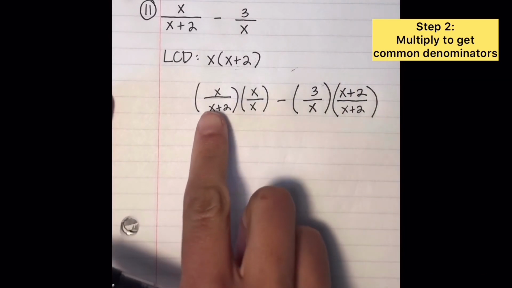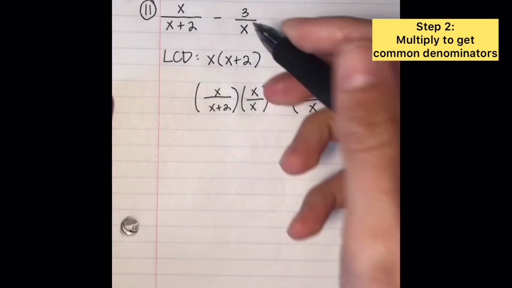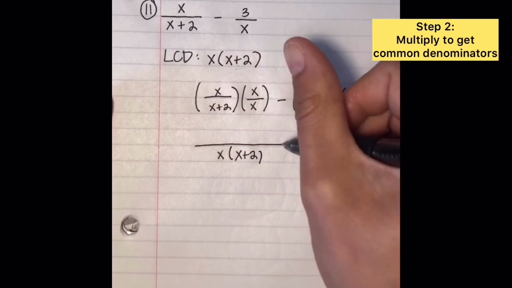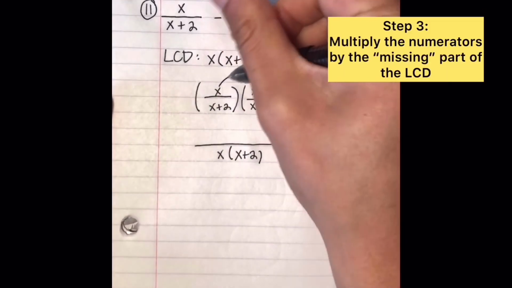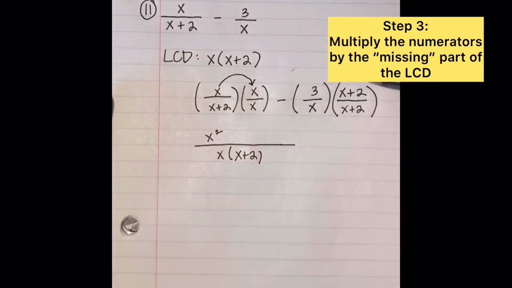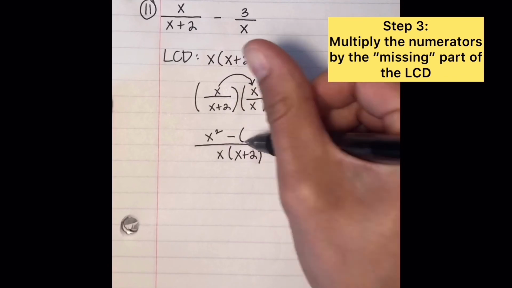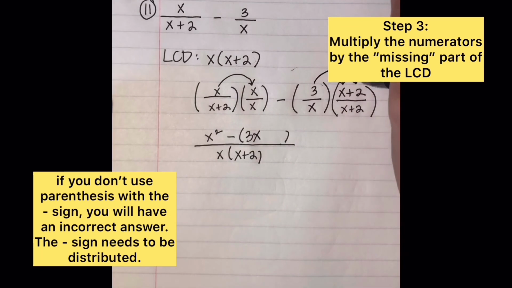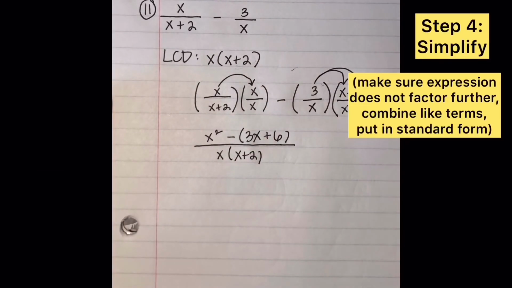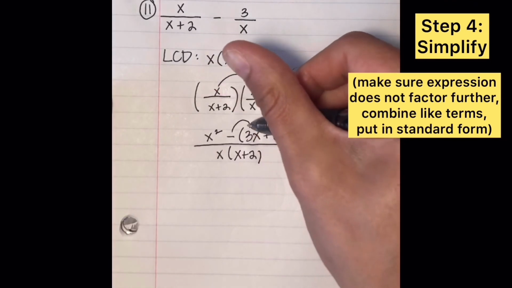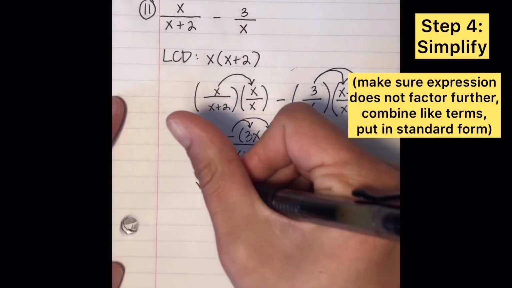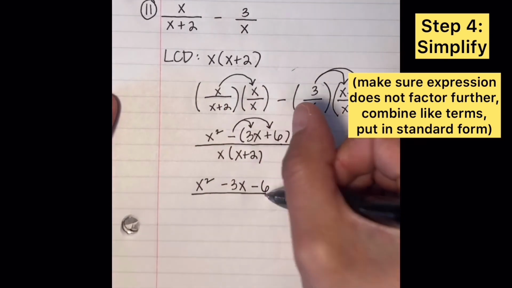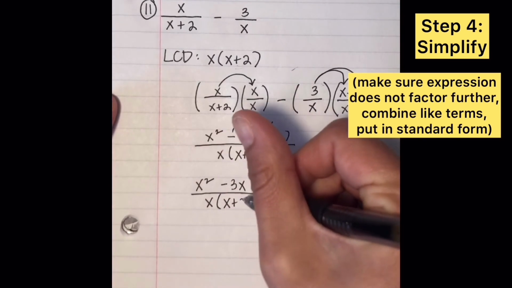Now, even though they're in different orders, x plus 2, x plus 2, the denominators are the same. So I'm just going to write x times x plus 2, and then we'll simplify the numerator. Here we've just got x times x, which is x squared. Here, let's take care of the minus in a second. We've got 3 times x, which is 3x, and we've got 3 times 2, which is 6. Now let's go ahead and distribute that minus. So here and here, we're going to have x squared minus 3x minus 6 over x times x plus 2.